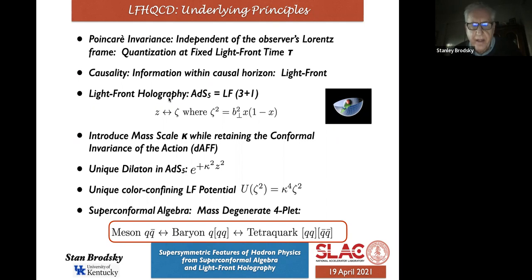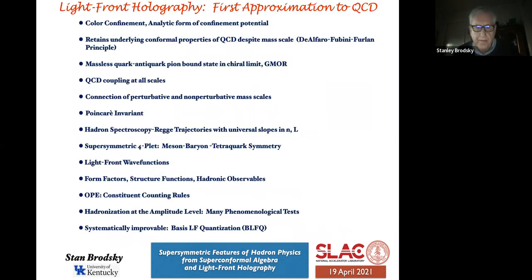Then you have light-front holography, which is this remarkable identification to AdS5, the z variable with zeta in our world, 3+1 physics, but at fixed light-front time. You're introducing a mass scale while retaining the conformal invariance of the action. That leads to a unique dilaton. It's the only one that could do this. And it gives you this unique color-confining potential and this four-plet symmetry between mesons, baryons, and tetraquarks.